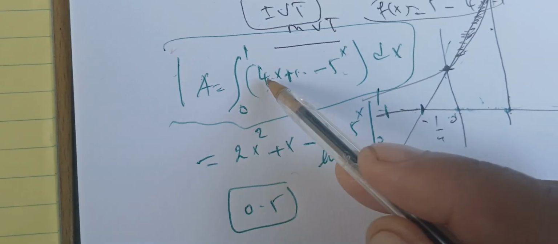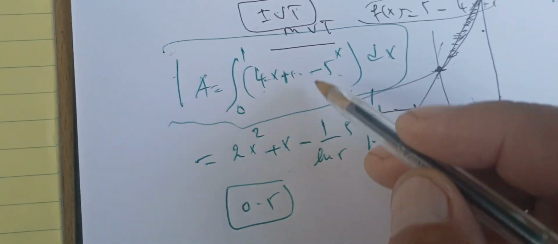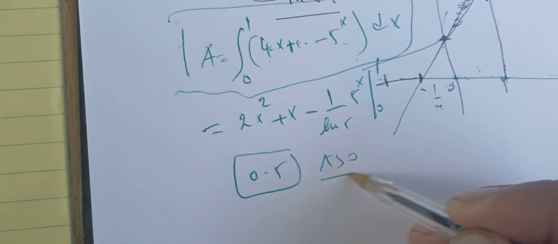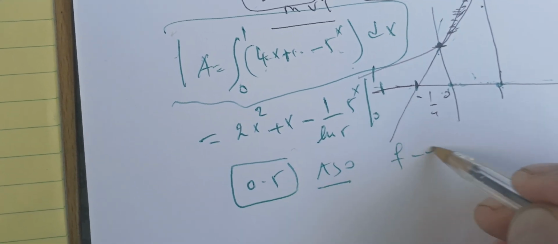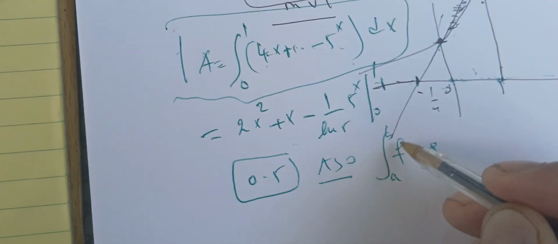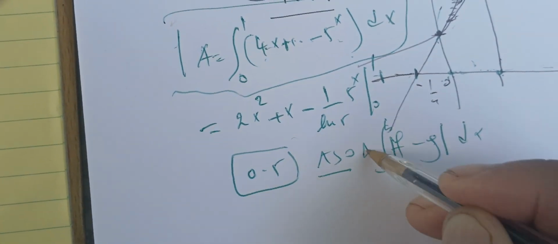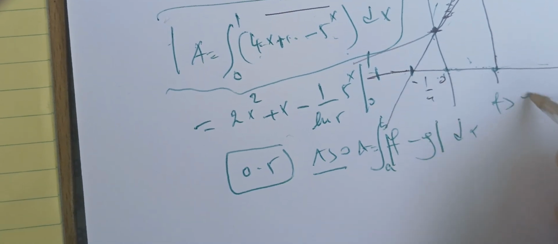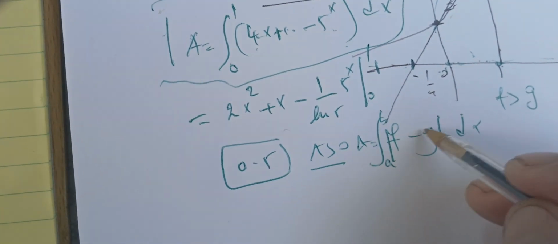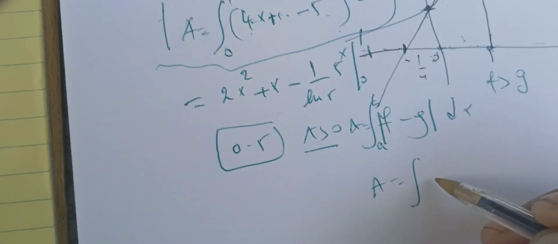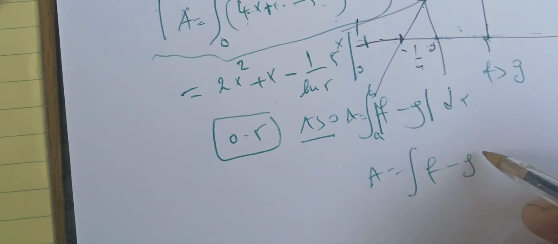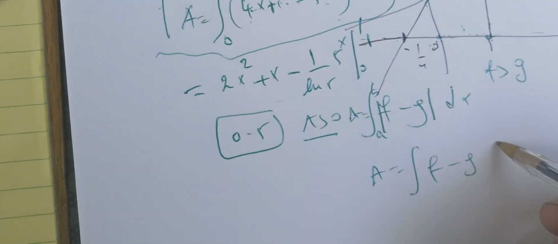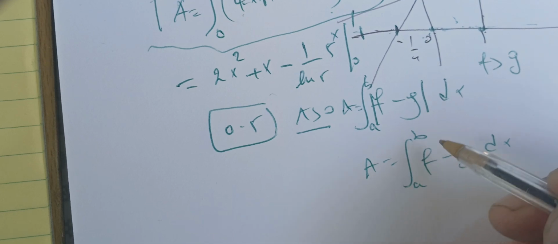That's why we have this one minus this one, because we wanted the area to be positive. That's why we have F minus G in absolute value as the area. But if F is on top of G, we get rid of the absolute value, and the area is just the integral of F of x minus G of x dx. And I think you know this formula here.